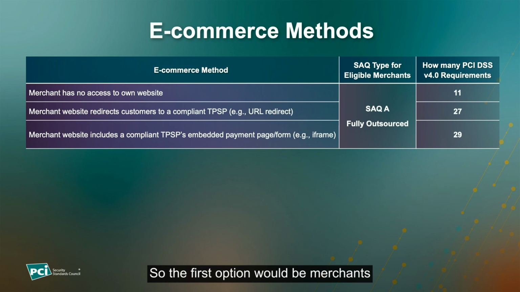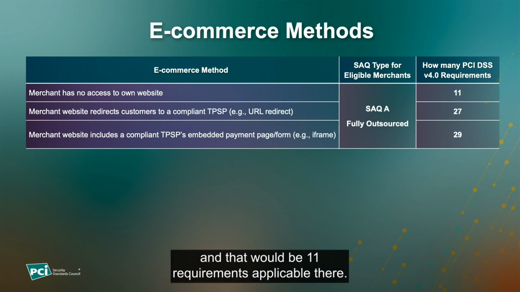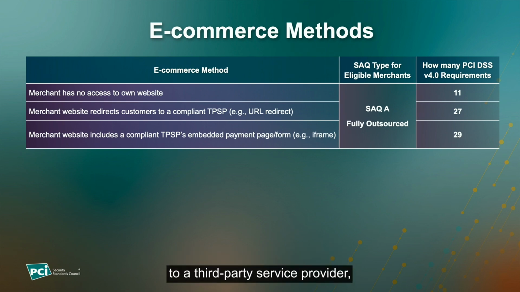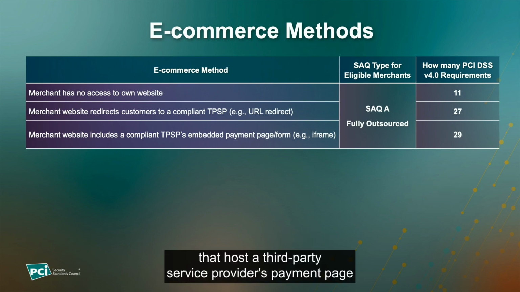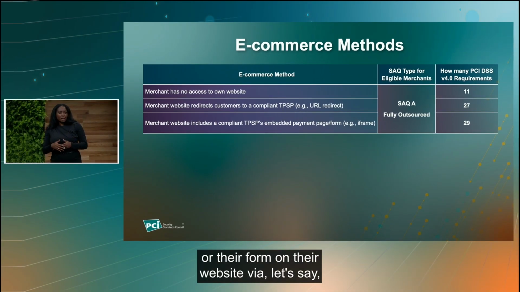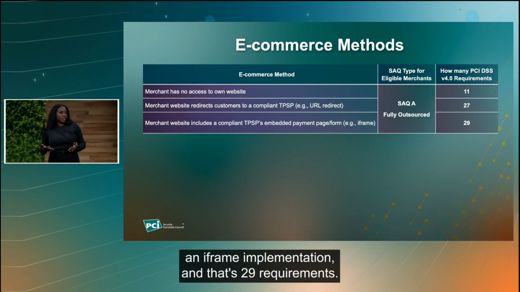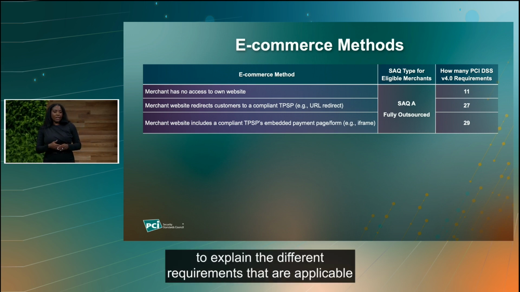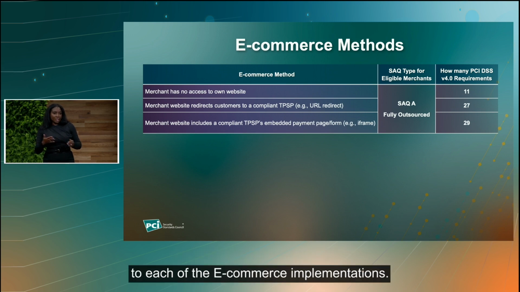The first option would be merchants with no access to their website, and that would be 11 requirements applicable. Merchant websites that redirect their payments to a third-party service provider, let's say in a URL redirect scenario, would be 27 requirements. And then merchants that host a third-party service provider's payment page or form on their website via, let's say, an iframe implementation, and that's 29 requirements.